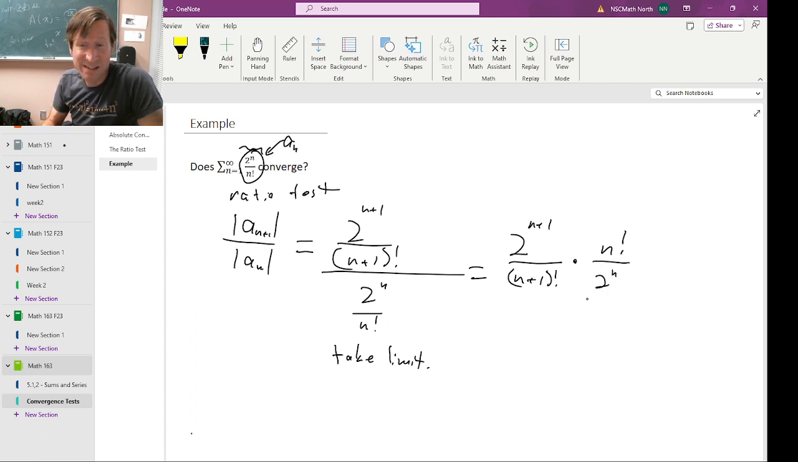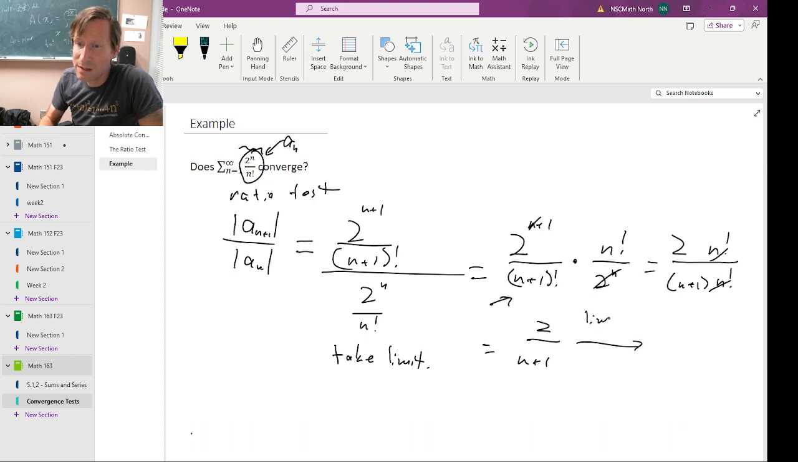And now a lot of nice things happen, right? We have n factors of 2 that cancel here. So in the numerator, we're left with a factor of 2. Let's see, we have an n factorial, and n plus 1 factorial, that's n plus 1 times n factorial. So then the n factorials disappear. So we're left with 2 over n plus 1. And now we can take the limit as n goes to infinity, and we get 0.